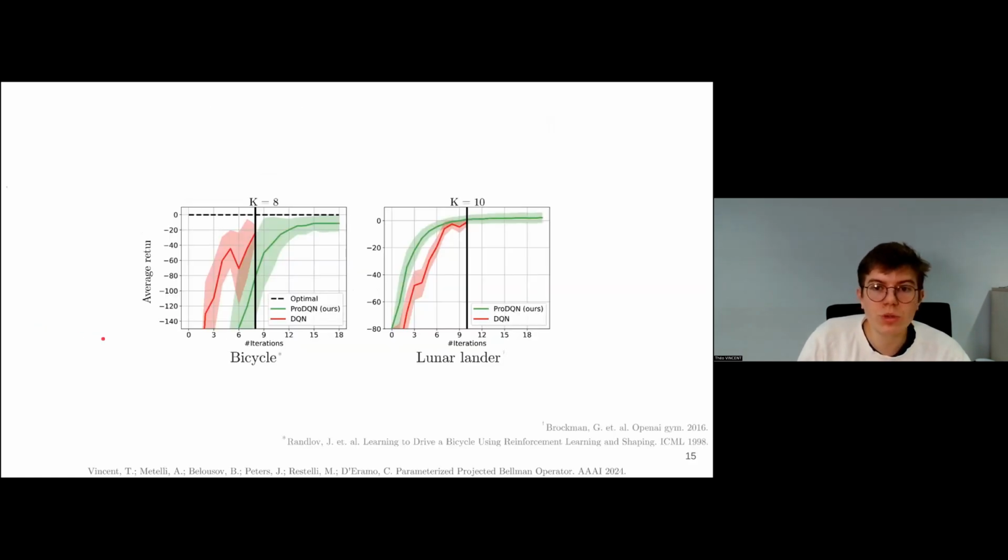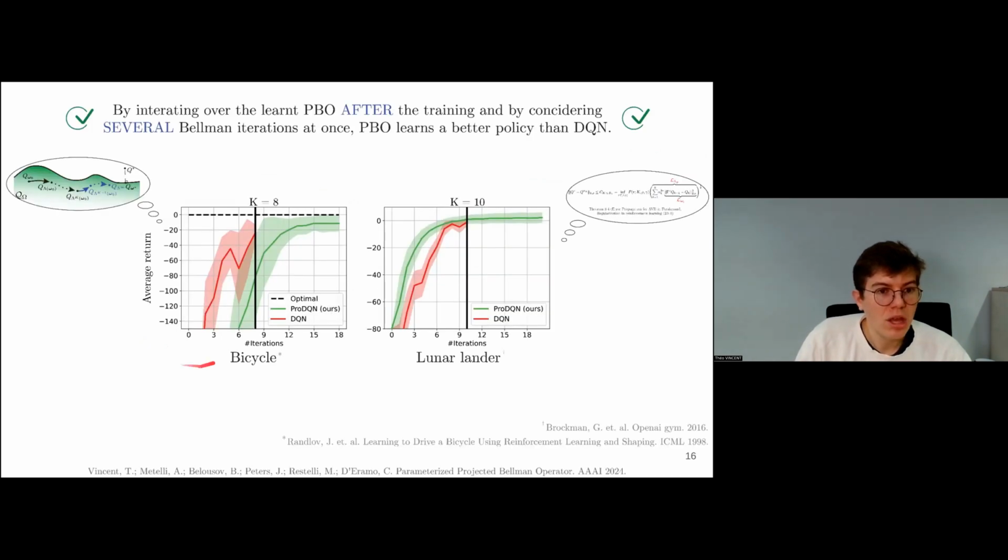Well, now we tried on 2 more complex environments that are online. And the 2 previously discovered behaviors happened. Here you also have the average return with the computational budget, and the same for Lunar Lander. Now we are online, so we compare against DQN, and you can see that for Bicycle, it really played the role, the fact that we can keep iterating the learned PBO after the training. And for Lunar Lander, it was more during the training that we could see a peak in performance.